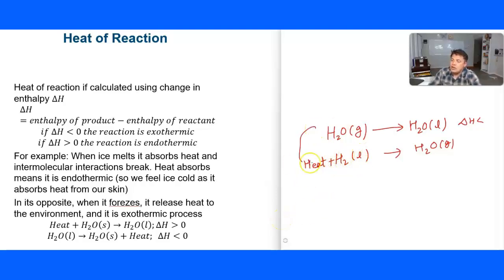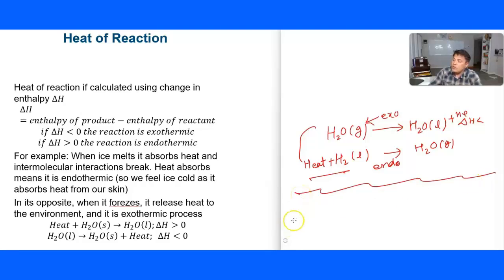So how do you write those two equations? This is the exothermic, this is the endothermic, right? One will consume the heat, one will produce the heat. So, the thermochemical equation, how do you write that? H2O gas converts into H2O liquid plus heat. Its product is liquid water and heat. Its product gives the heat.